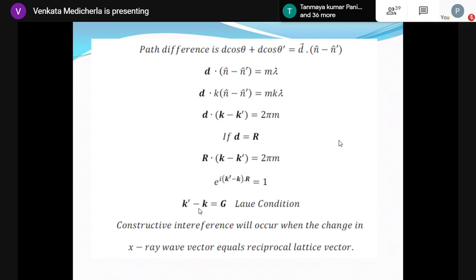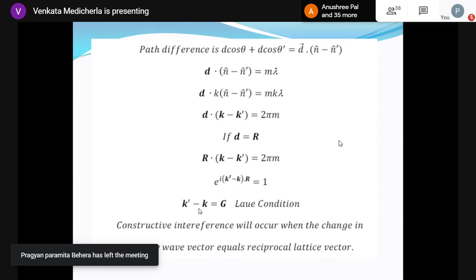If it is equal to m lambda, let us not write n lambda because we are already using that for Bragg's law, and maybe some other place we'll get that again. That's why, not to confuse, let us put it as m lambda, where m is an integer. d dot n cap minus n cap prime is equal to m lambda.